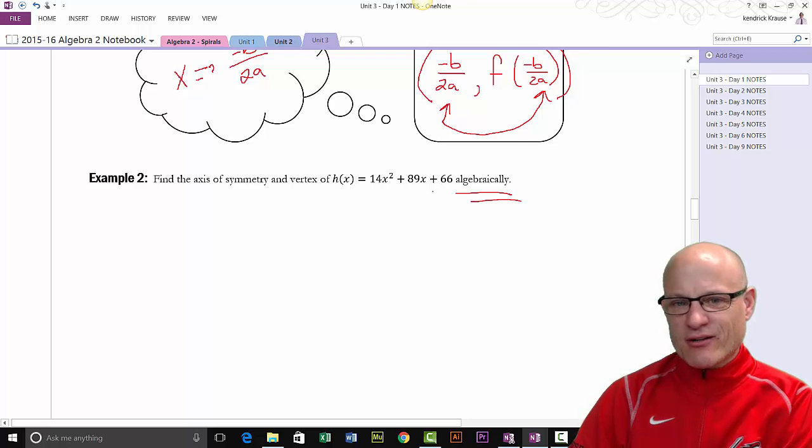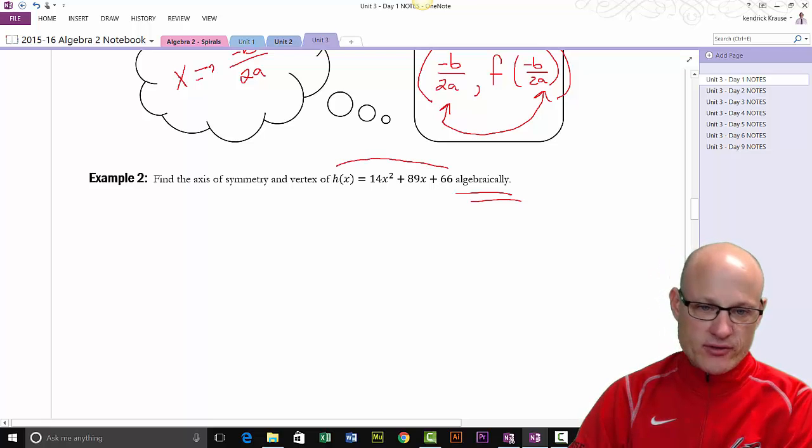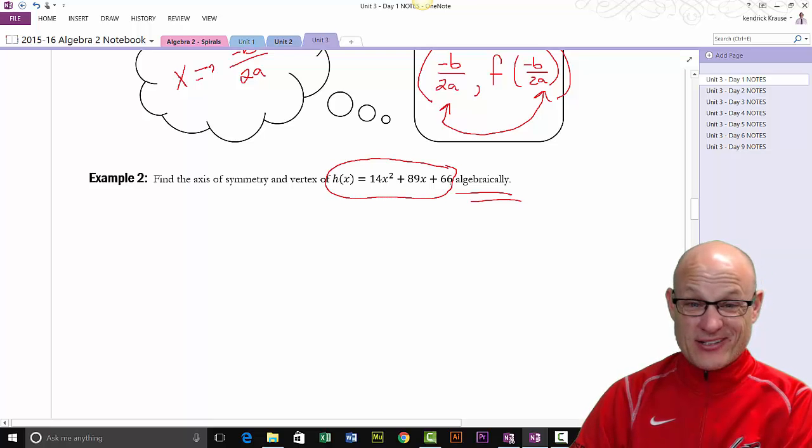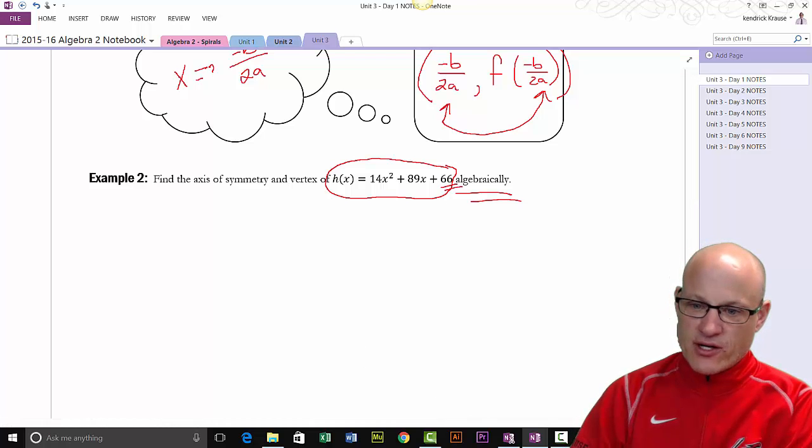Are you looking at this going, okay, Krause, seriously, what is this? Why would you do that? Well, I kind of did this so you can't look at it graphically. Y-intercept of 66. But I am going to need my calculator for this one.